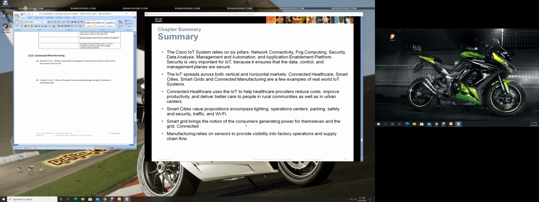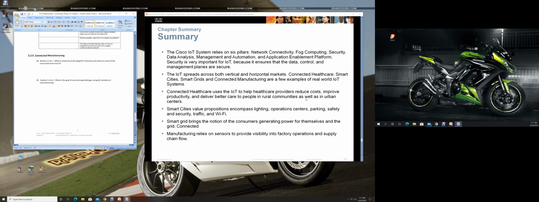So the 6 pillars: connectivity, network, fog computing, security, data analytics, management and automation, and the application enablement platform. These are all things that were in section 5.1. The vertical and horizontal markets is a term we need to be familiar with, and how they connect into these different areas. What is horizontal that's being used there? What is vertical? And then the healthcare, the smart cities, the smart grid, and manufacturing. And each one of these is something different.